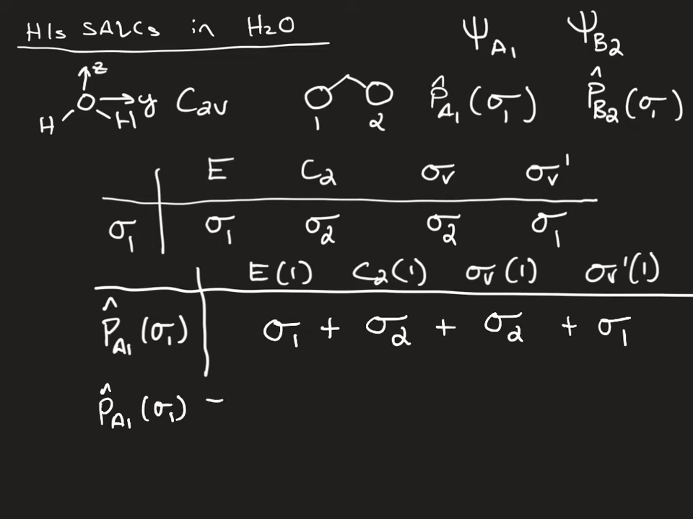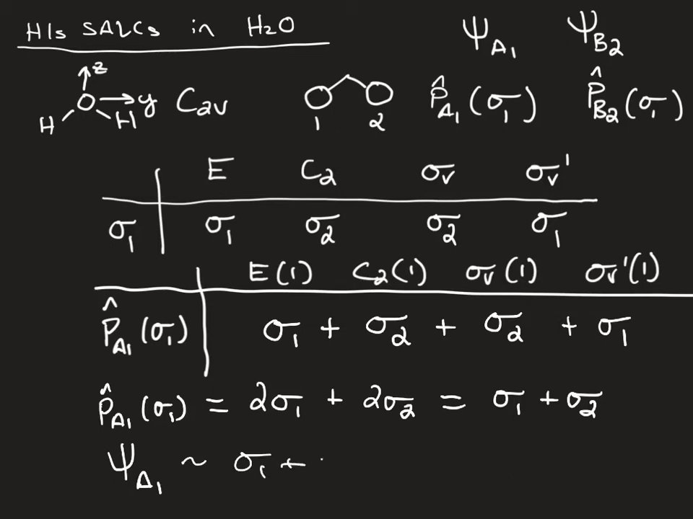Combining like terms, this goes as 2 sigma 1 plus 2 sigma 2, which reduces down to sigma 1 plus sigma 2. This means that the A1 SALC is going to be equivalent to sigma 1 plus sigma 2. And just to point out, this wave function here is not normalized. We're going to go through the normalization procedure in a second.